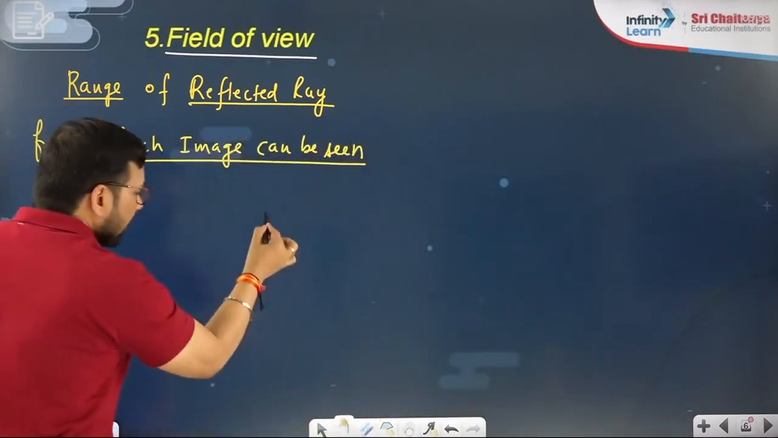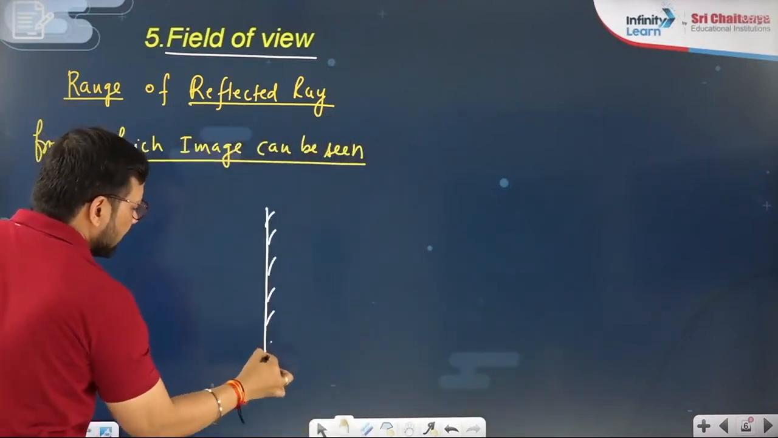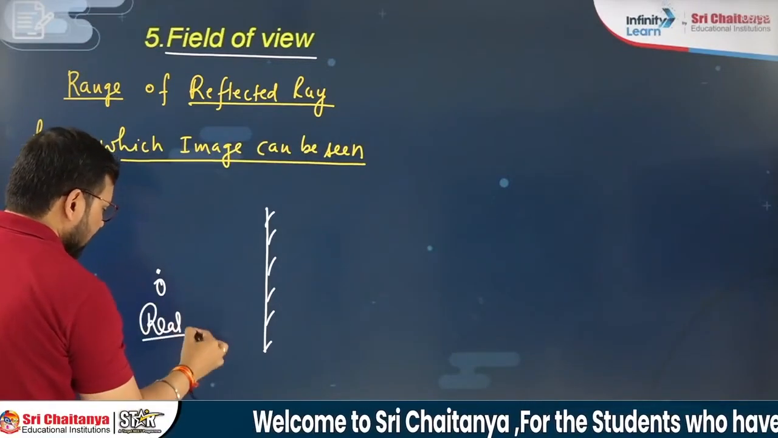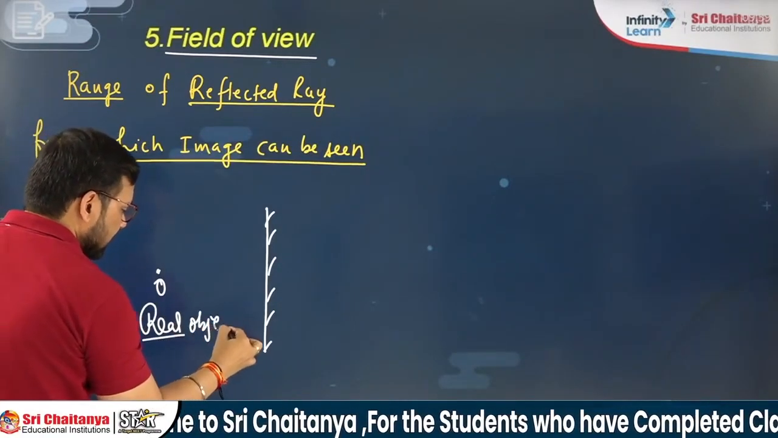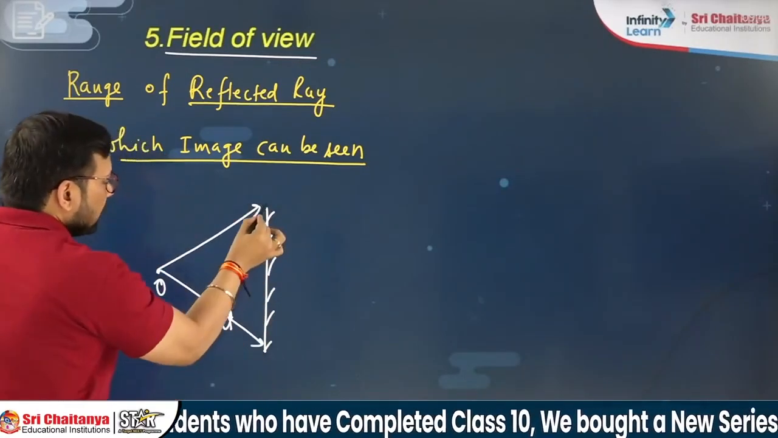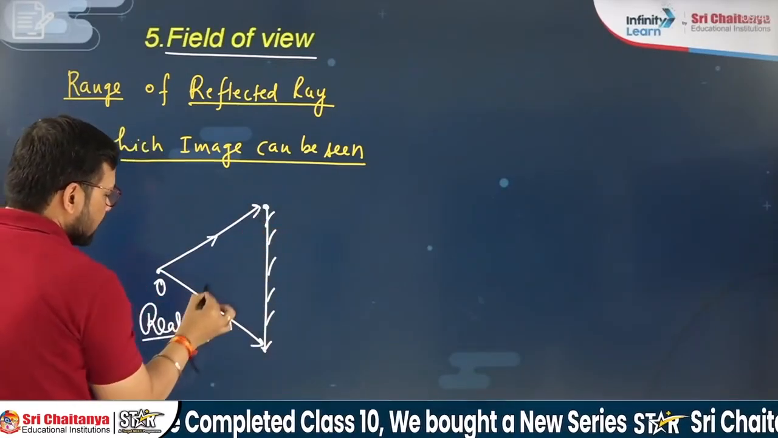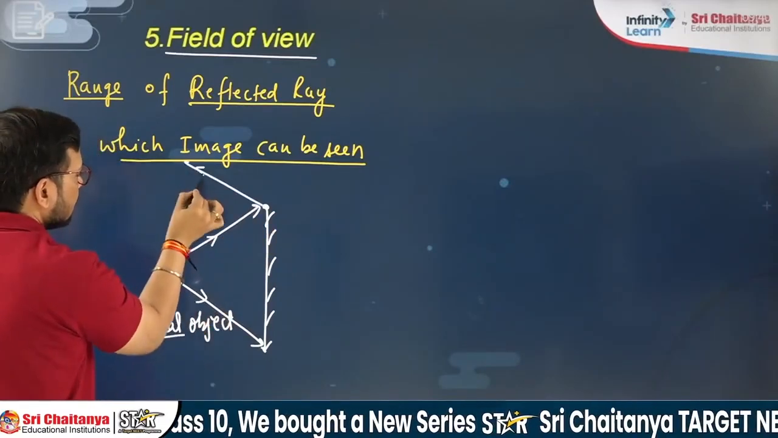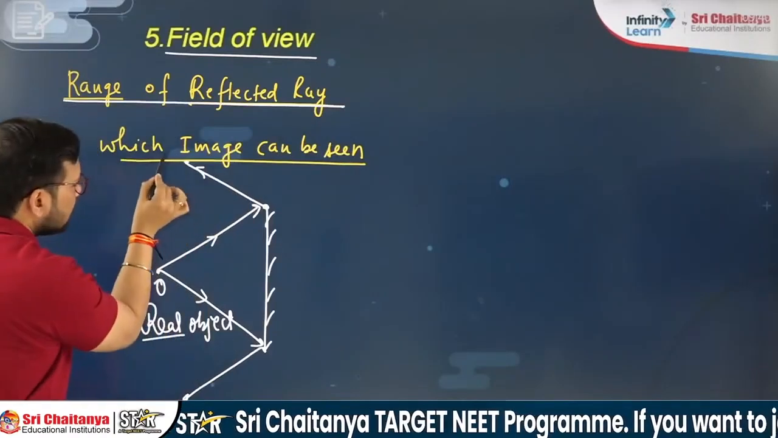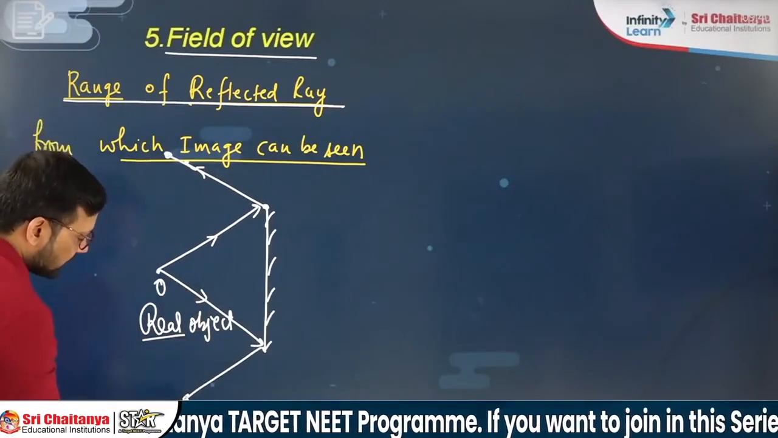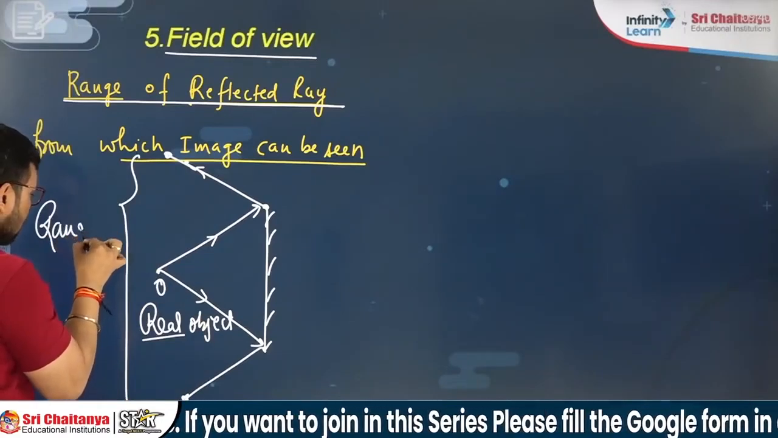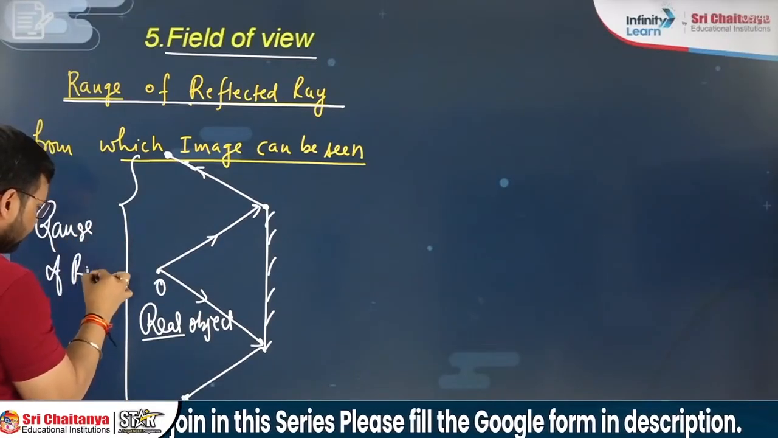If I draw this plane mirror and this diagram, which we have drawn so many times, there is a real object. Every object in our surroundings is a real object because it sends diverging rays. This is going here and that is going there. On the extremes of the plane mirror, two light rays strike and then reflect back. Please read this, range of reflected rays. So this reflected ray is here, that reflected ray is here, and this complete span is called the range of reflected rays.